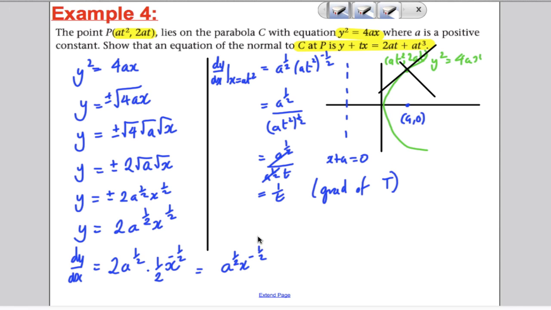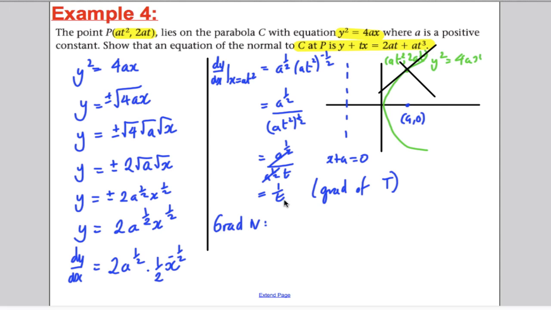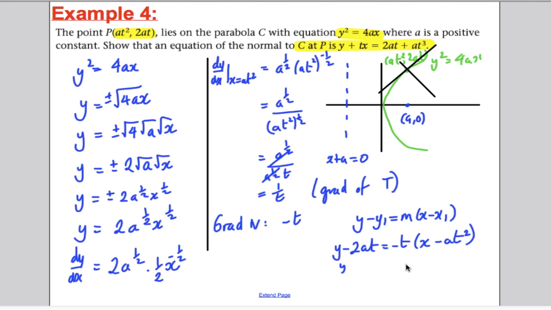Okay, I'm just going to rub this bit out for now. So the gradient of the normal is a negative reciprocal, so the gradient of the normal must therefore be the negative reciprocal of this, which would be negative t. I know the point on the line is at squared, 2at. I know the gradient of the normal now, so I can use y subtract y1 is m times x subtract x1. So y subtract 2at would be negative t, x subtract at squared. So y subtract 2at, multiplying it out, would be negative tx plus at cubed. And then adding the tx to both sides and adding 2at, I would get as required y plus tx is equal to 2at plus at cubed, and that is what I'm asked for up here, and I'm done.